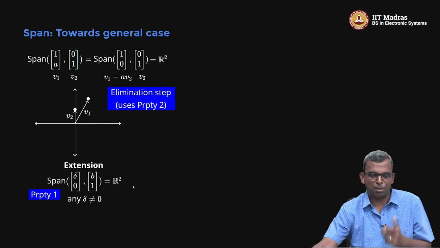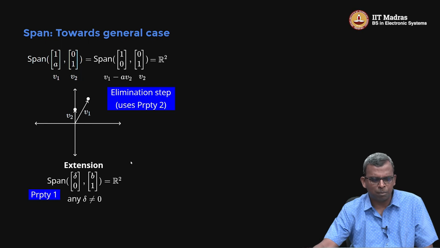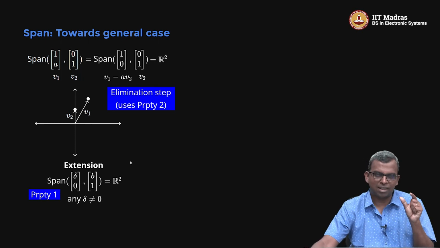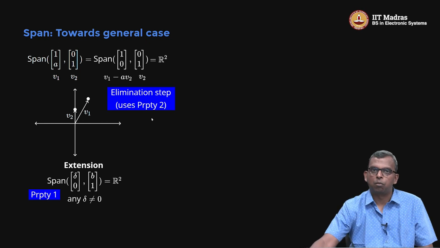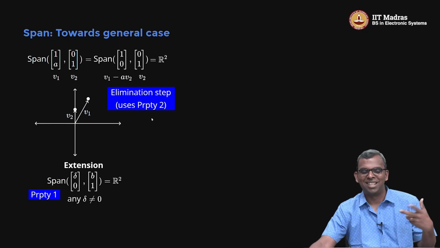I hope you can see this elimination process. This and this are exactly the same. Think this through. It's a little bit of an exercise. Think about why this works. So (1, 0), (0, 1), (1, a), (0, 1), (delta, 0), (b, 1), all of these have R2 as the span. Notice how we are expanding our set of vectors.